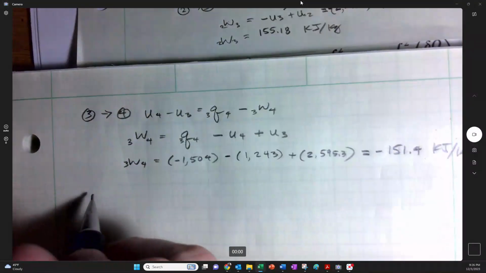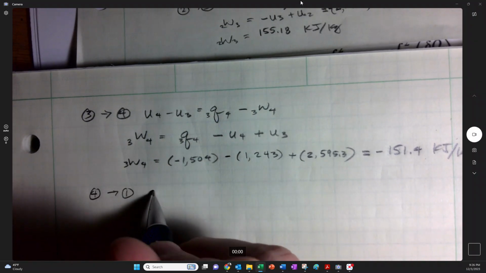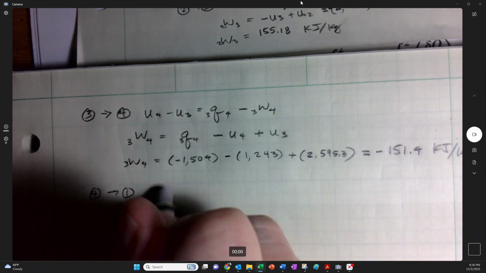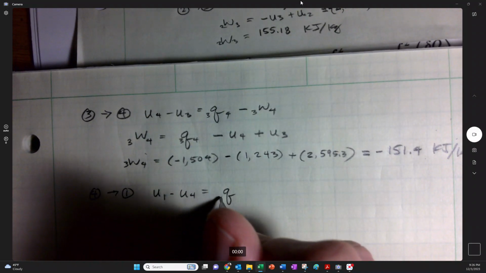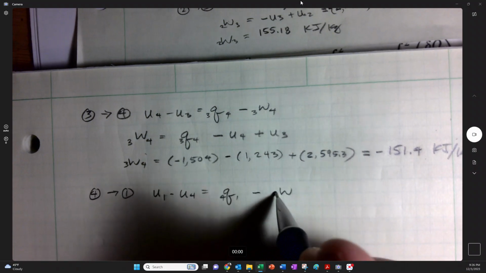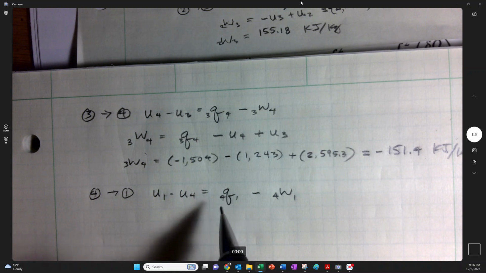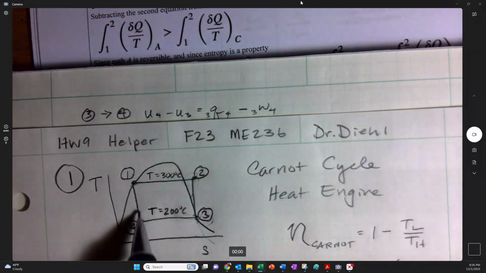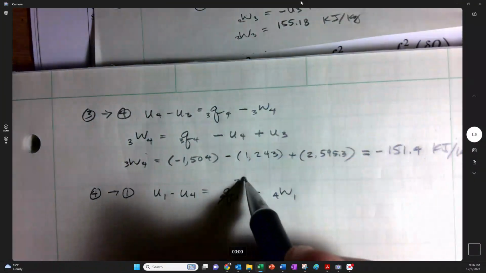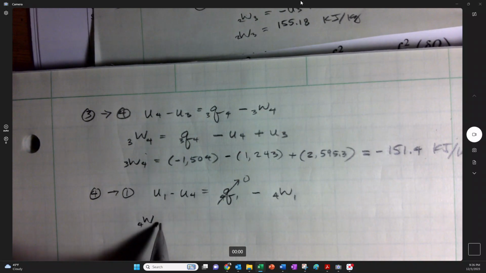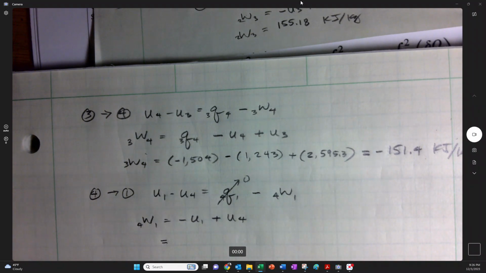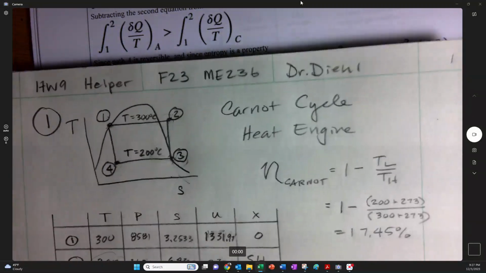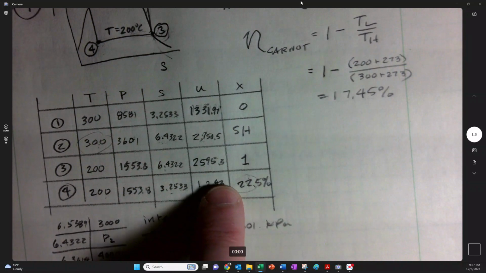And then the last one, we're going to go from 4 to 1. And so U1 minus U4 equals Q 4 to 1 minus work 4 to 1. And this is an isentropic thing, right? Going from 4 to 1. So that's going to be 0. And so the work 4 to 1 here is going to be a negative U1 plus U4. And we have that by going negative 1, so it's a negative 1,331 plus 1,000.